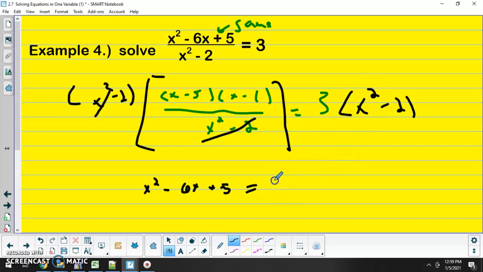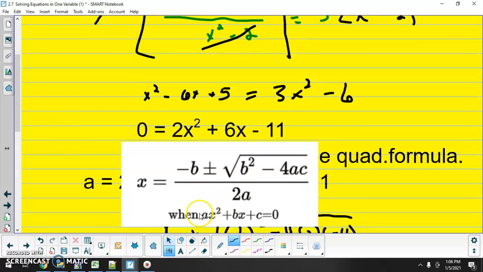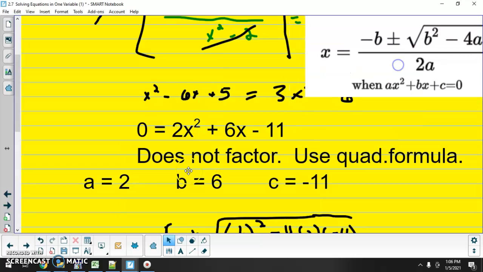We're going to distribute the 3 in. It'd be 3x squared minus 6. Okay, now it's another quadratic equation, so I'm going to move all the terms over to one side, and then I'm going to see if I can factor to solve it. And guess what? You cannot factor it, so you have to use the quadratic formula. Here's the quadratic formula. Make sure you do opposite of b plus or minus square root of b squared minus 4ac all over 2a. And so if you use the quadratic formula, a is 2, b is 6, c is negative 11.